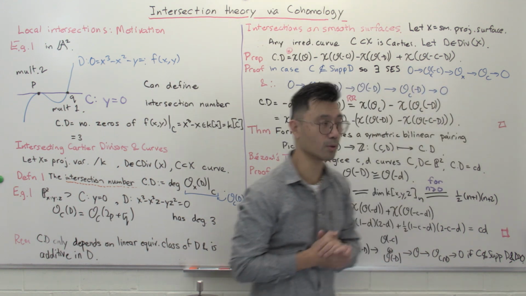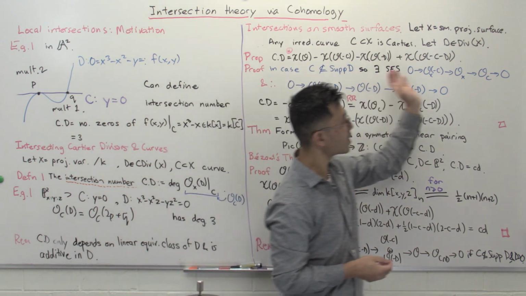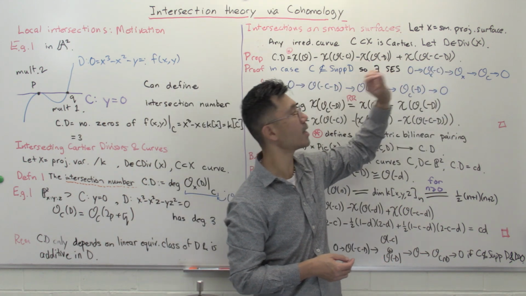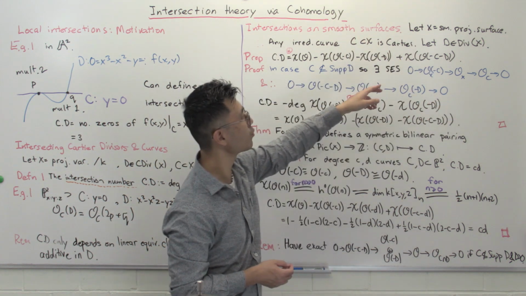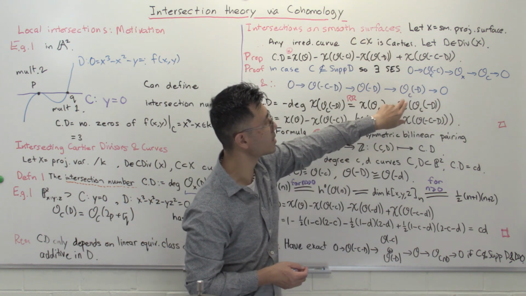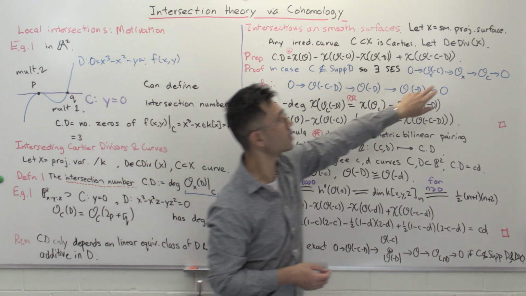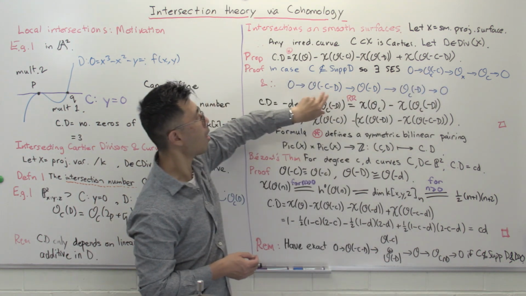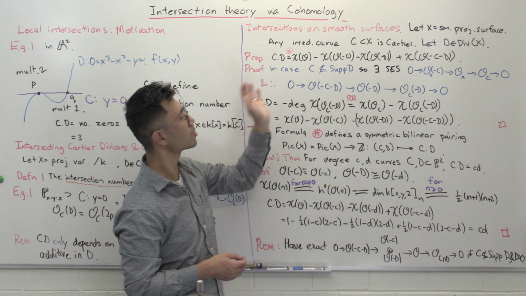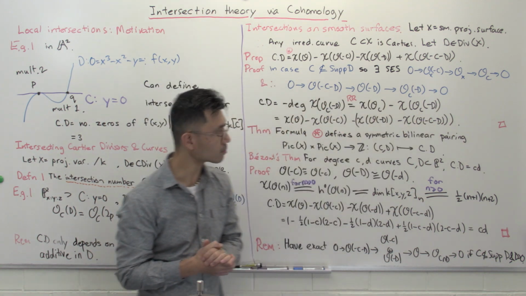So you have this short exact sequence. You can take this short exact sequence, and of course you can tensor by any invertible sheaf, that's an exact functor. So if we tensor it by O(-D), you get O_C(-D). O_X becomes O(-D), and O_X(-C) becomes O(-C-D). So you have this exact sequence as well.